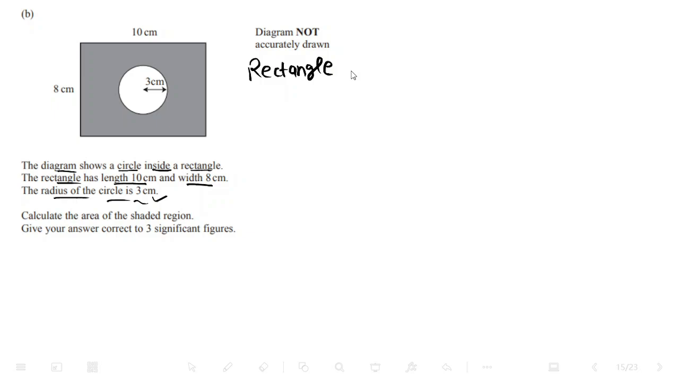In part B, the length is 10 and the breadth is 8, so this is 80 centimeters square, right? I hope you got this point. Now for the circle, if we are finding the area, it is pi r square, pi and then r square, 3 square. If we calculate this, it is 9 pi centimeter square. So this is the rectangular area, and this is the circle area.